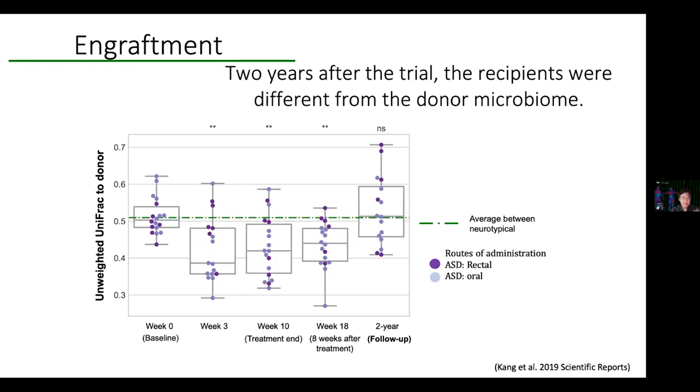And then this is another interesting part, engraftment analysis, which shows the distance from the gut microbiome to the donor samples. At the very beginning, at baseline, their gut microbiome is different from the donors'. But as time goes on, at treatment week 3, week 10, week 18, their microbiome is similar to the donors'. But after 2 years, it is different from the donors' gut microbiome, which is interesting, because even though their microbiome is different from their donors' and stabilized at another stage, they still have a very diverse microbiome, and their improvement in behavior is still maintained.